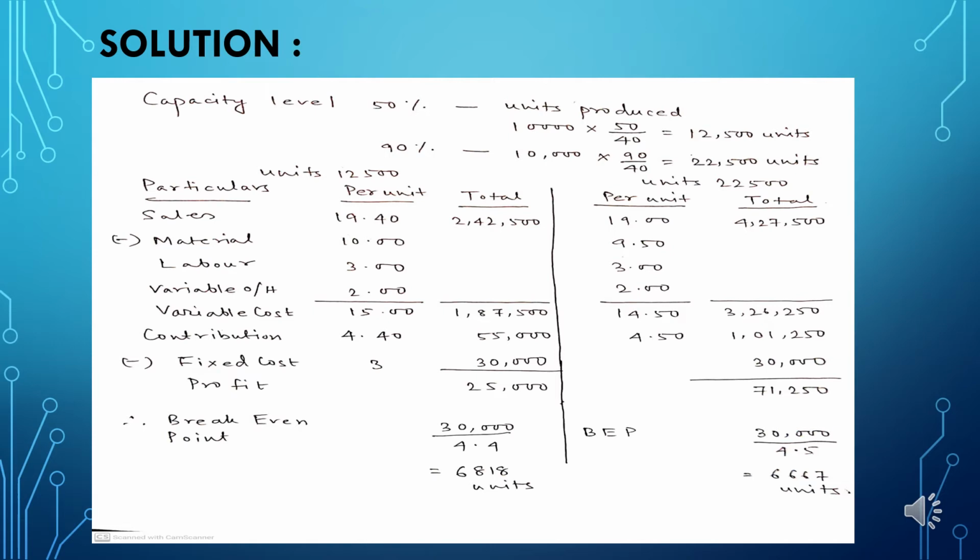from deducting the sales and variable cost figures comes at 1,01,250. And as we had already known that fixed cost will not be changing regardless of the increase or decrease of the productivity, it is remaining at 30,000, where we find out the profit to be 71,250, and the break-even point is coming somewhere at 6,667. So this is the particular solution to the above mentioned problem.